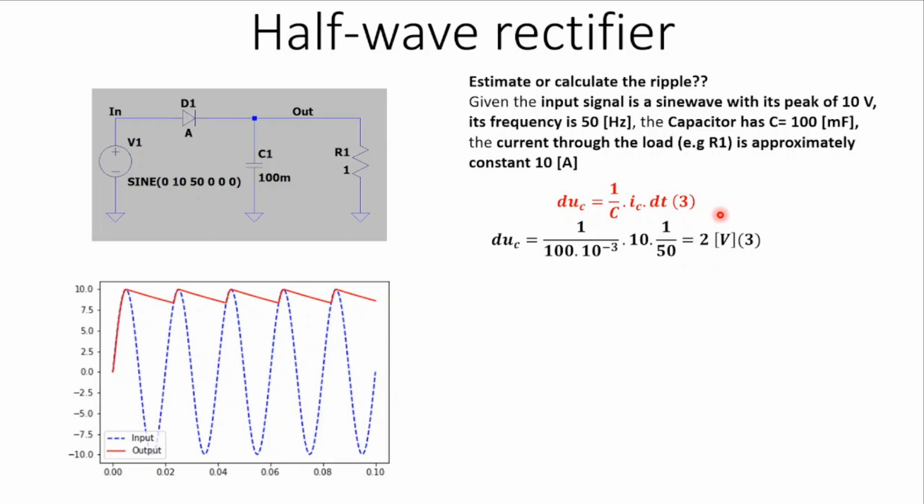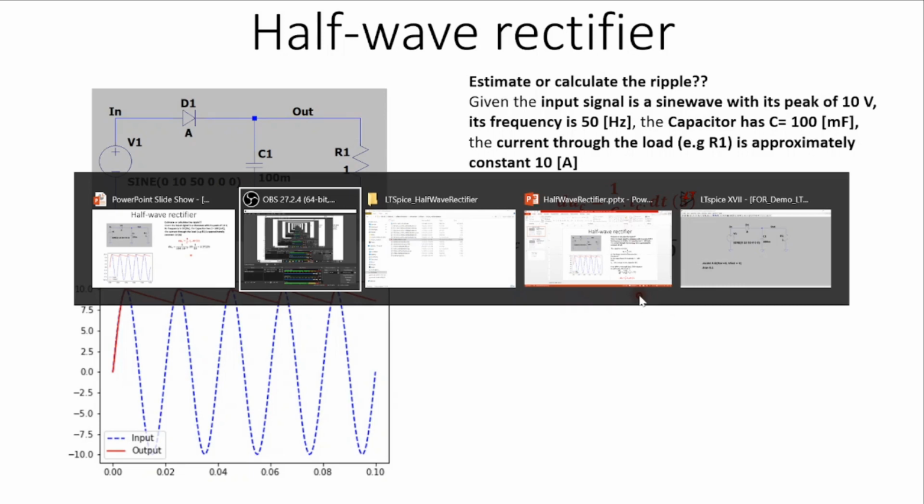We have the result equal to 2 volt. So our ripple value is 2 volt. Let's check the value in the LTSpice simulation.